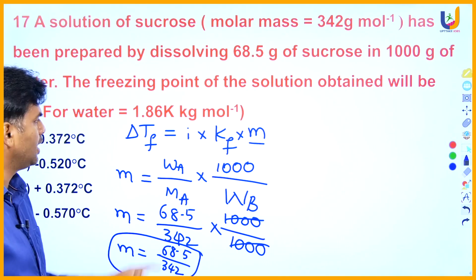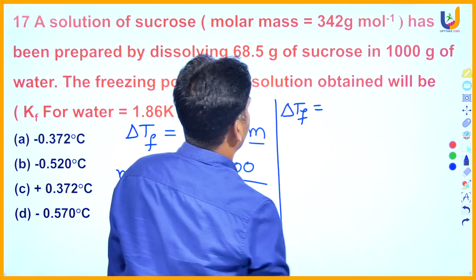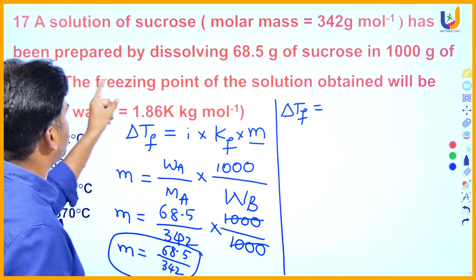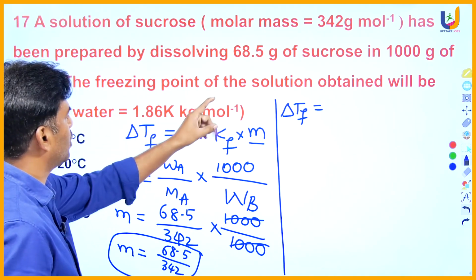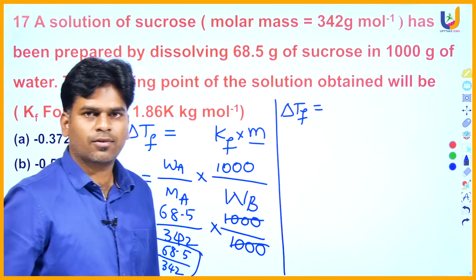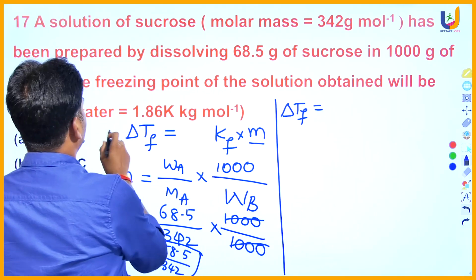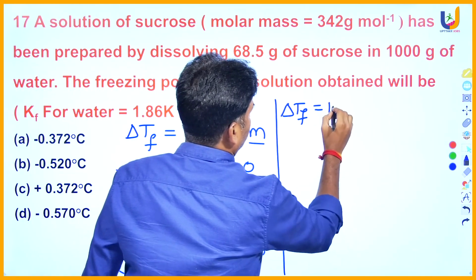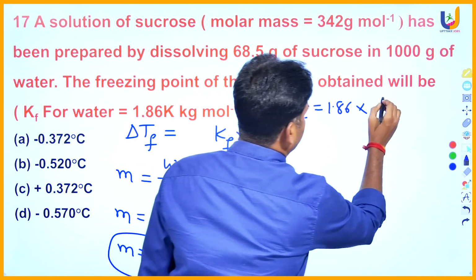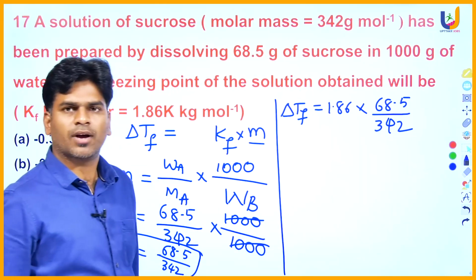This is the molality, children. If you substitute it in this formula, delta Tf is equal to, first, i. What is the van't Hoff factor? Here a solution of sucrose has been prepared. Is there any van't Hoff factor? Here the van't Hoff factor is not required, so we can remove it. Finally, delta Tf is equal to, what is the Kf value? Kf value is 1.86, into the molality, 68.5 by 342.